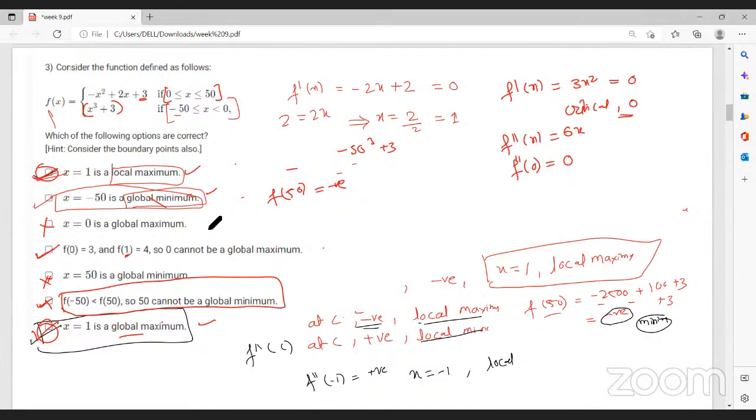Sir, f of minus 50 is about 12,497 and f of 50 is minus 2,397. Then the option may be correct. No, even if this is true, we cannot say directly it is a global minimum. For that, we need to find out the critical point. We have to check the value of the function at those critical points also. Then we have to compare, right? Directly, we cannot say by looking at this condition only. This is not correct.